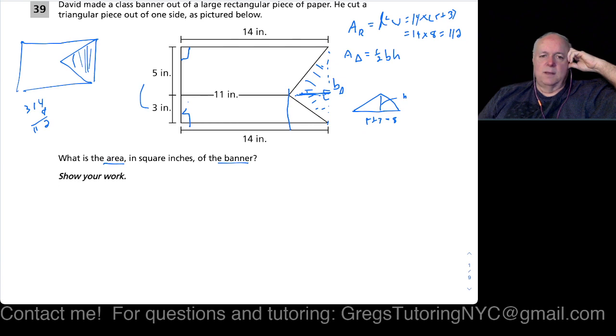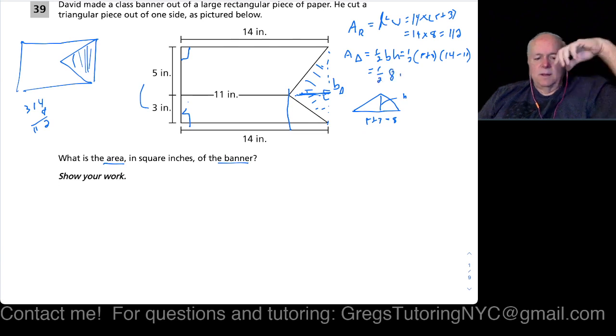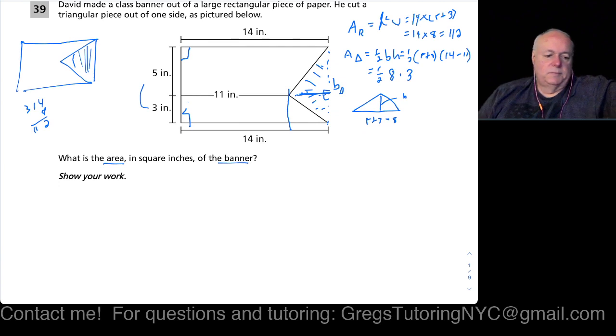So we can get is equal to 1/2 of the 5 plus 3 times the height, which is the 14 minus the 11. Okay, so that's equal to 1/2 times 8 times 3, I believe, right? Did I do that right? So I get 4 times 3, and I get 12.